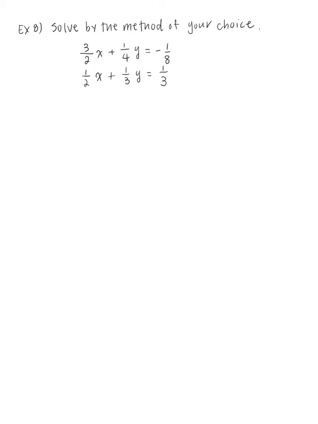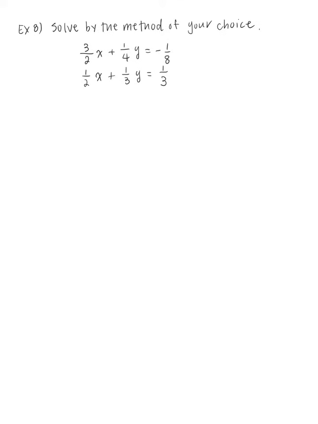All right, let's do another example. Do not panic. Example 8, solve by the method of your choice. So we have 3 over 2 x plus 1/4 y equals negative 1 over 8, and 1/2 x plus 1/3 y equals 1/3. I know, when you look at fractions, especially more than one in an equation, you freak out, you know? I used to do that all the time, but it's not as bad as you think.